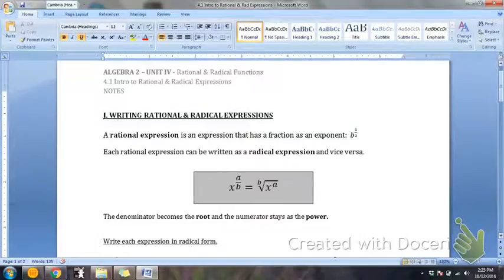All right, 4.1. 4.1 deals with rational expressions. Rational expressions mean that your exponent is a fraction. So rational expressions just mean that a fraction is your exponent. Okay? So it says each rational expression can be written as a radical expression and vice versa. So we're going to deal with radical and rational.